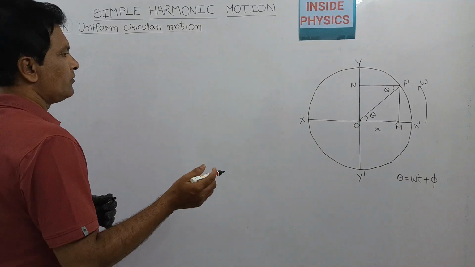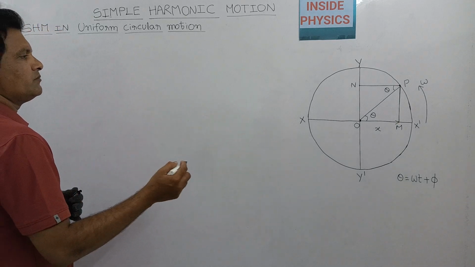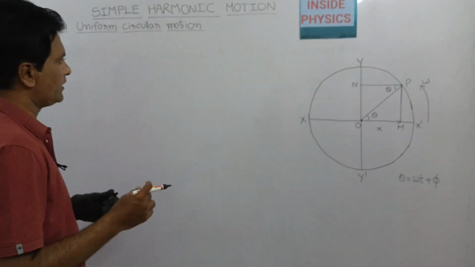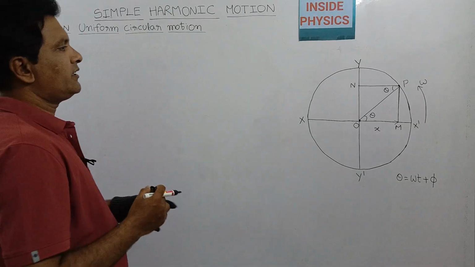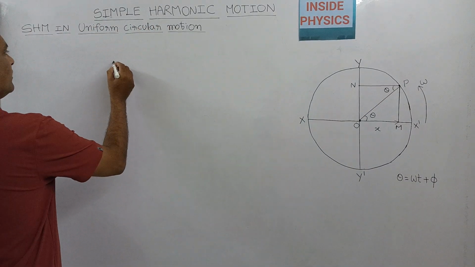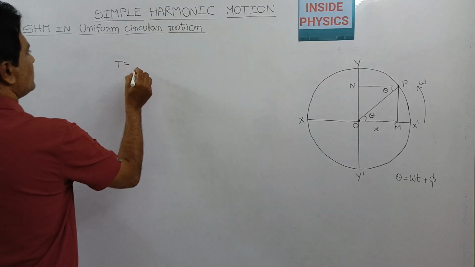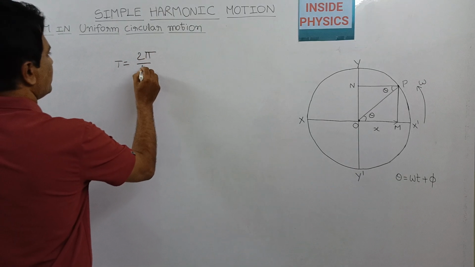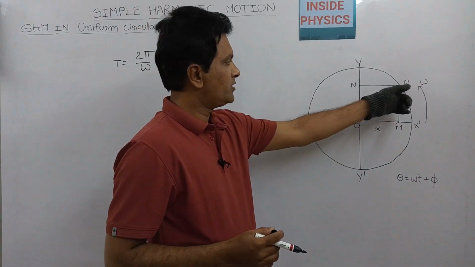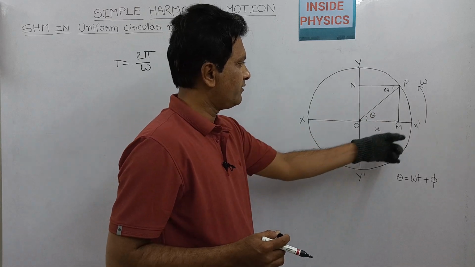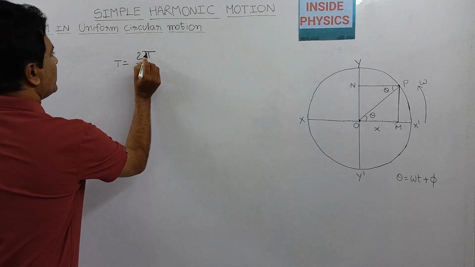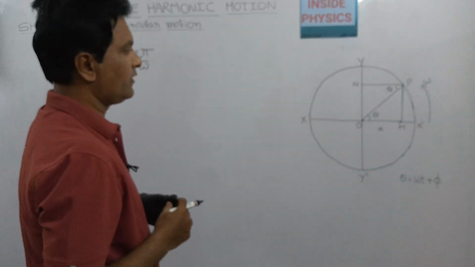We know that the particle is moving anti-clockwise with angular velocity omega. Then the time period for the particle to complete one revolution is T equal to 2 pi by omega, right? The time period for this particle to complete one circular motion is nothing but 2 pi by omega, where omega is the angular velocity.